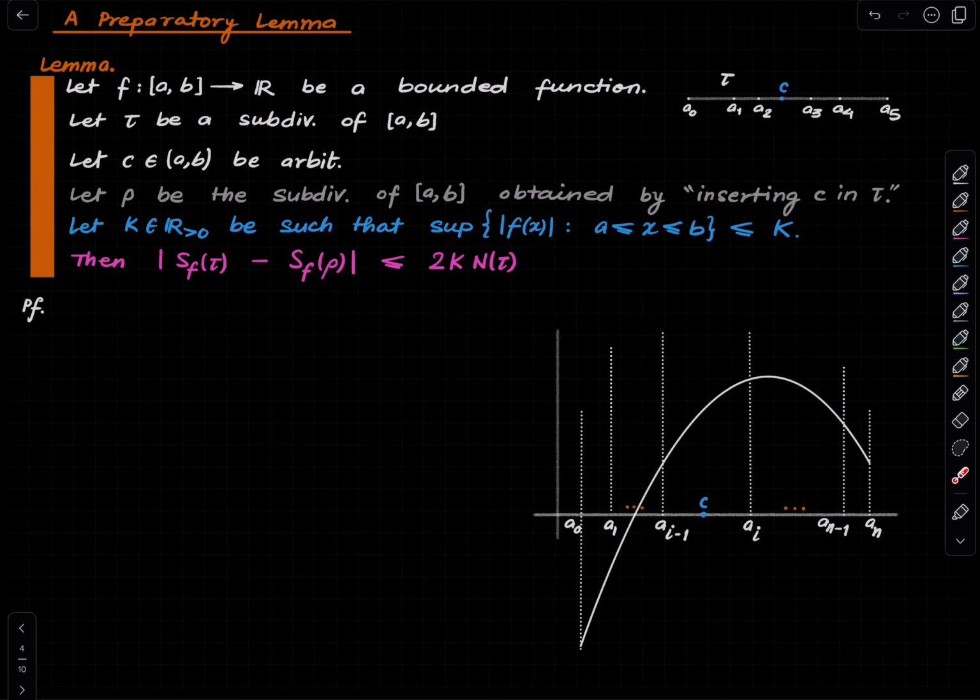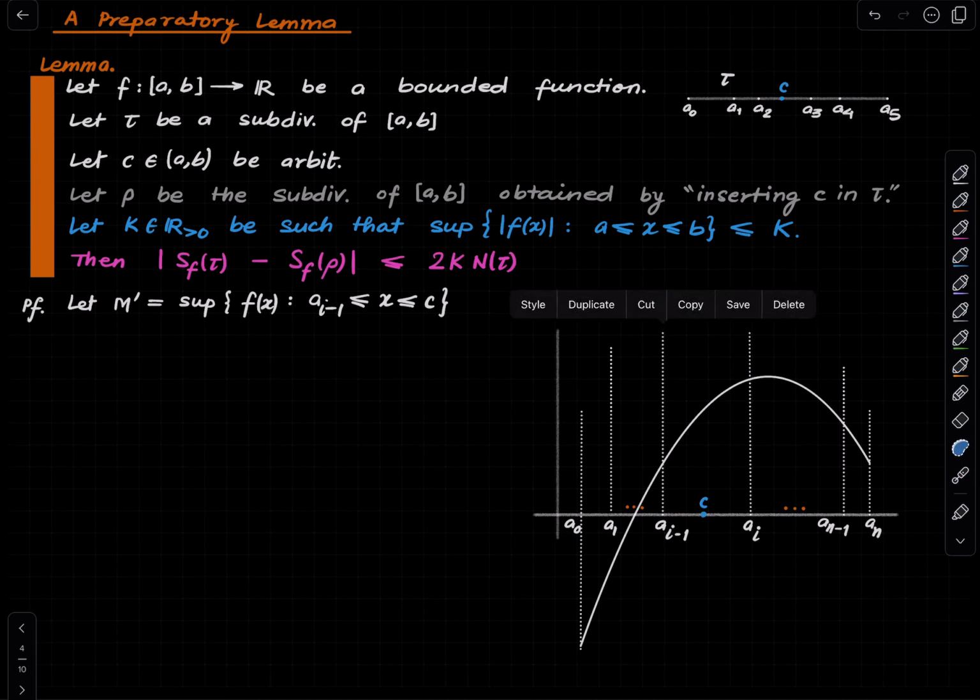So here is the thing. Let us define two numbers. One is m prime. M prime will be defined as the supremum over all the values of f that the function takes in this region. So in this region, the supremum of all the values that the function takes. So let me maybe indicate it in this picture.